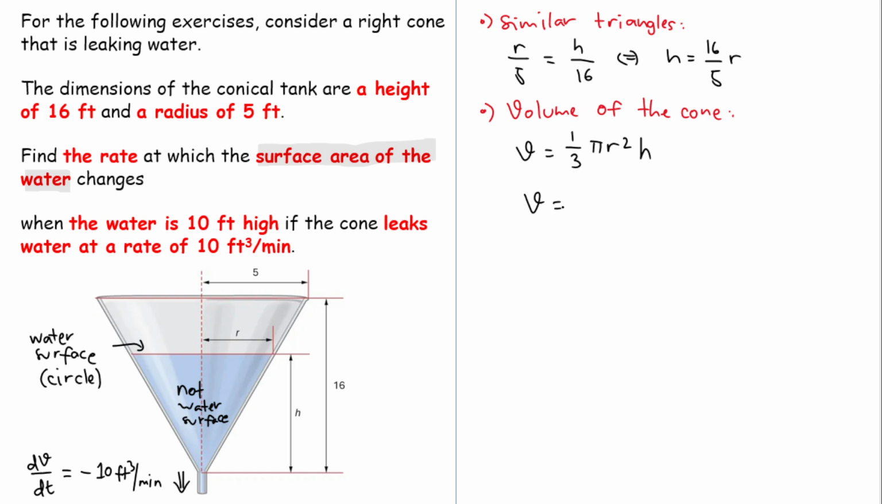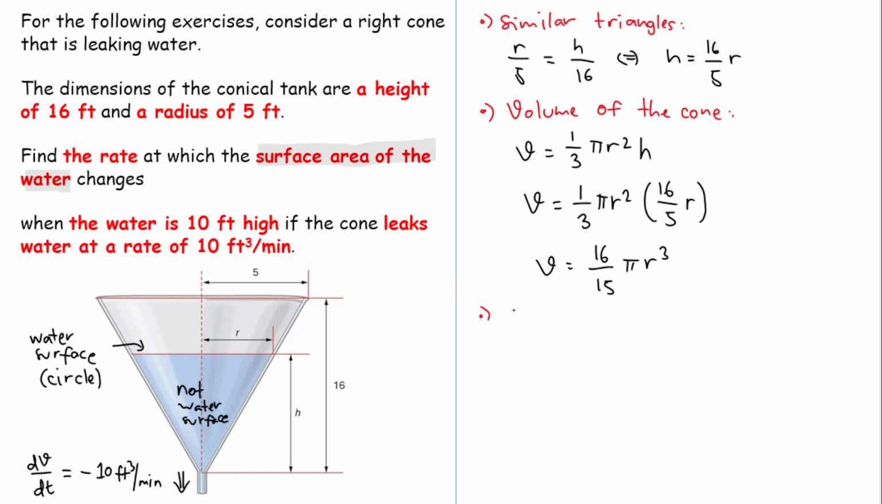Okay, so we'll have V is equal to 1/3 of pi multiplied by r squared and then multiplied by 16 over 5 multiplied by r. Then the volume V is 16 over 15 multiplied by pi multiplied by r cubed. Good. And then we need to differentiate this formula with respect to time.